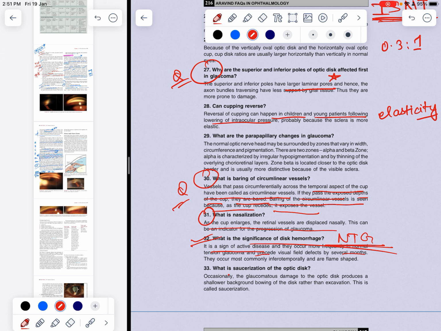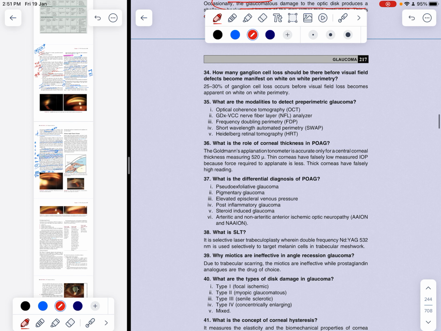Another question from the externals, what is saucerization? Occasionally the glaucomatous damage to the optic disc produces a shallower background, bowing of the disc rather than excavation. This is called saucerization. How much ganglion cell loss should be there before visual field loss? I guess this is not an important question, but it's a fact based question. 25 to 30% loss of ganglion cells.